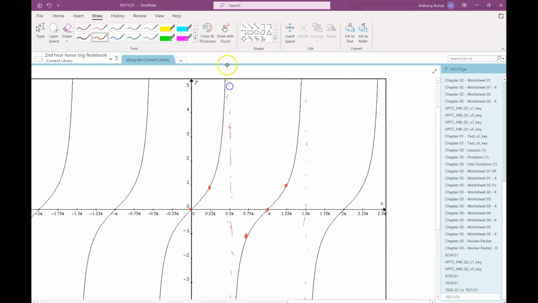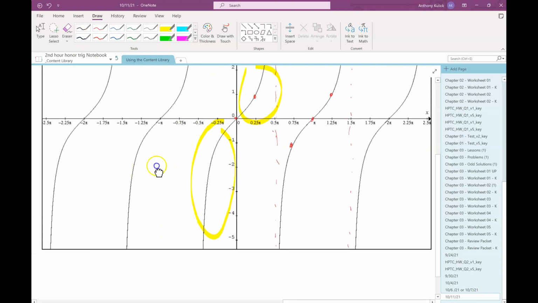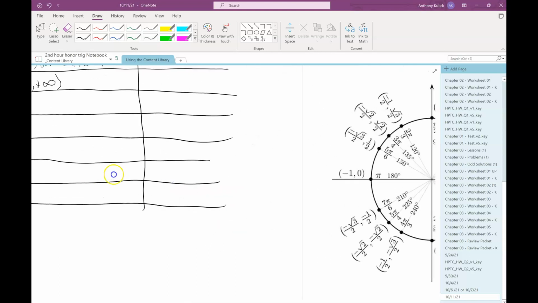Again, I would never ask you to generate the graph from the unit circle, but that's kind of what we're doing. So that's where we're getting our shape from. If you look at this shape, notice that these two quadrants look like they're reflections of each other. That was indicative of odd symmetry.